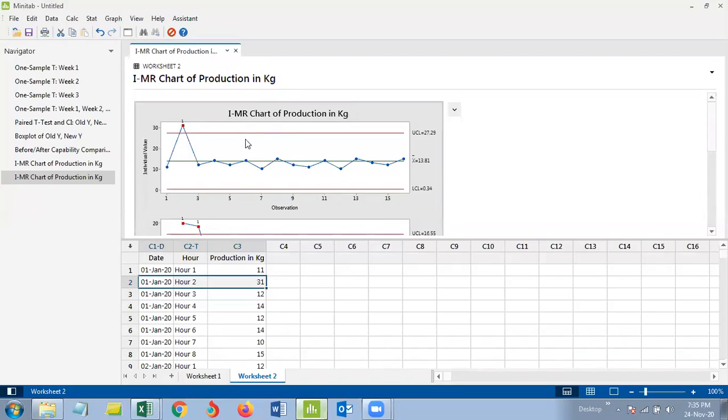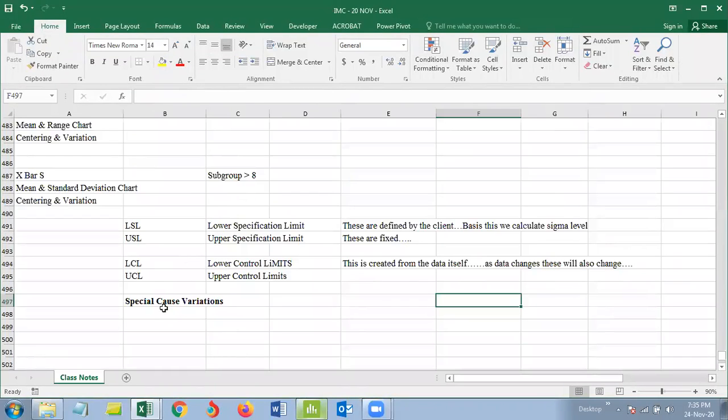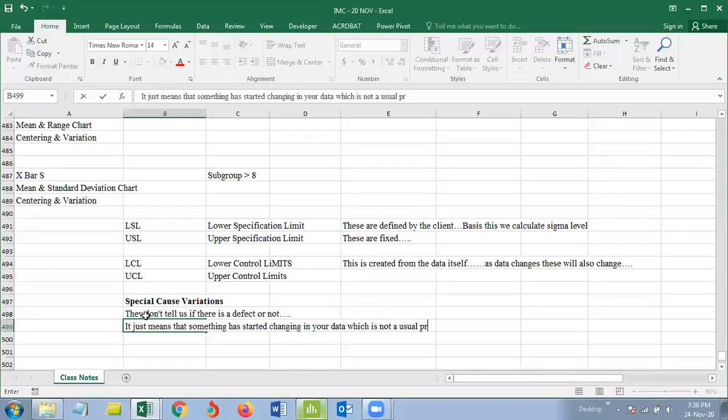Hence, we have the special cause variation, which tells you that yes, something in your process data has started changing. I'm not saying it's good or bad, so keep this in mind. When you see a special cause variation, it doesn't tell us if there is a defect or not. It just means that something has started changing in your data, which is not usual. Your data has started changing, your process has started changing.